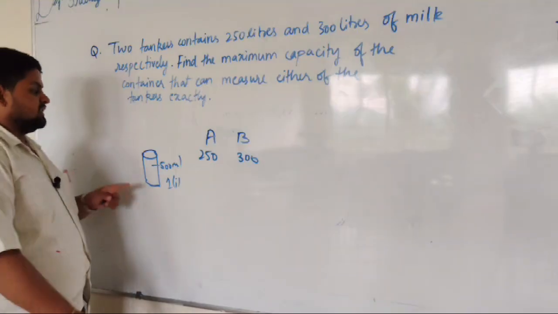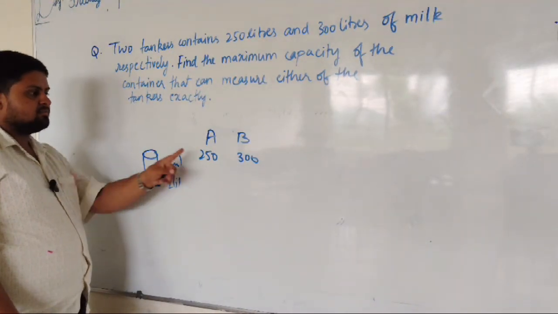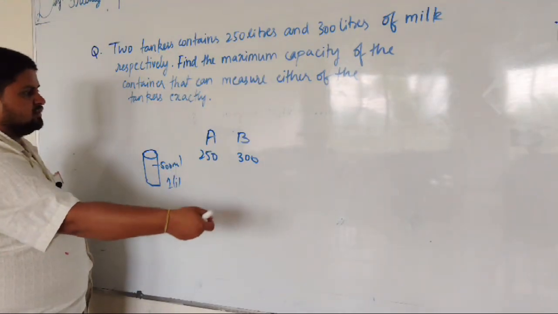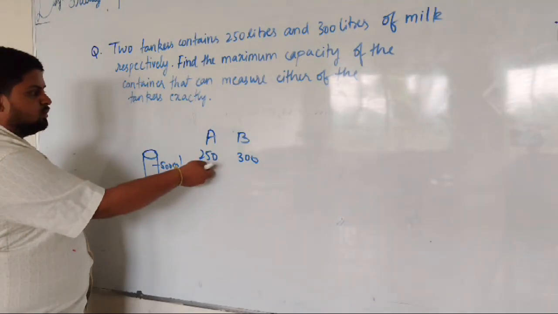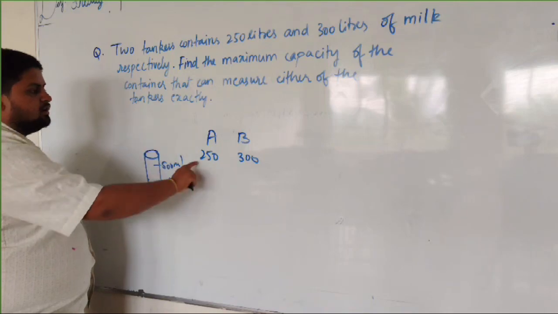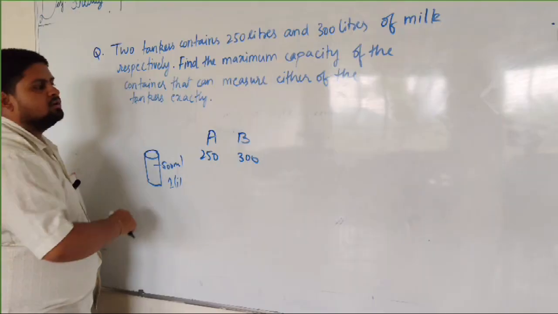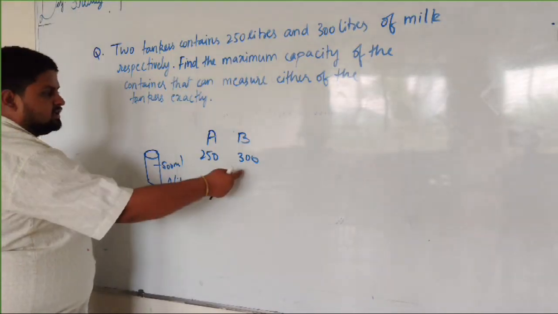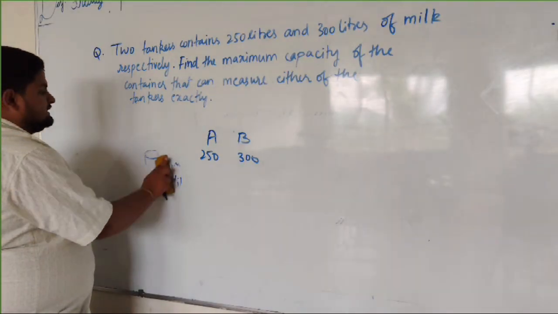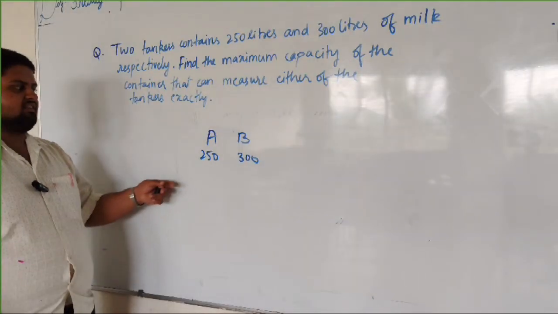In the similar way, there is a container of some quantity which can exactly measure both the tankers. If you take one 500 ml container and pour all the milk from tanker A outside, it will exactly cover all the 250 liters of milk in tanker A. Similarly, it will also exactly cover all the 300 liters of milk in container B. So let us see what is the maximum capacity of such kind of vessels that we can have.